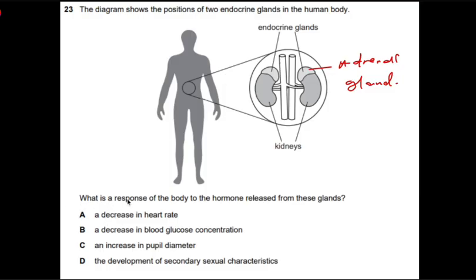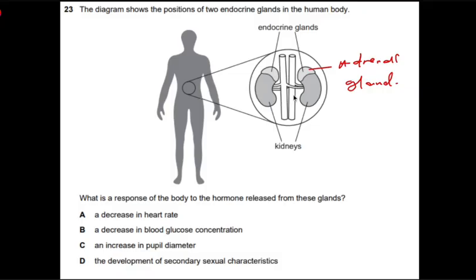So what is the response of the body to the hormones released from these glands? They release two hormones, epinephrine and norepinephrine. They respond due to sympathetic stimulation. So we have what we call sympathetic stimulation and parasympathetic stimulation.